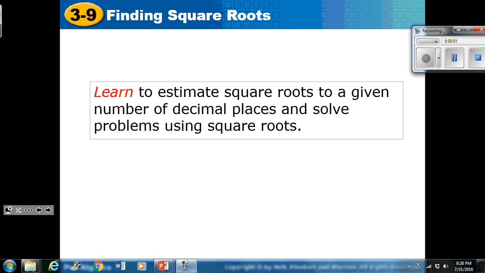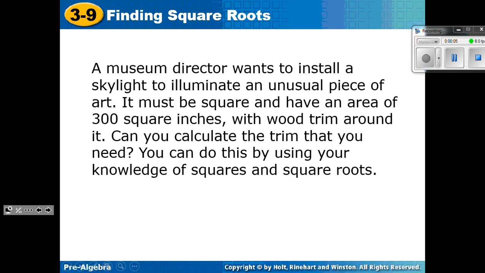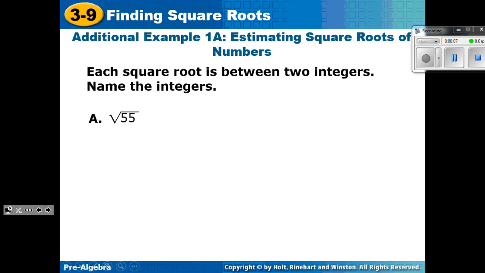Lesson 3-9, Finding Square Roots. Each square root is between two integers. Name the integers. So here's the deal.